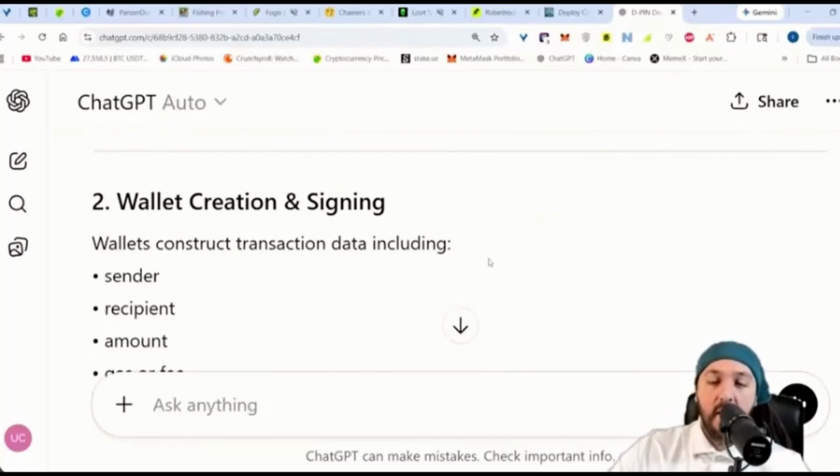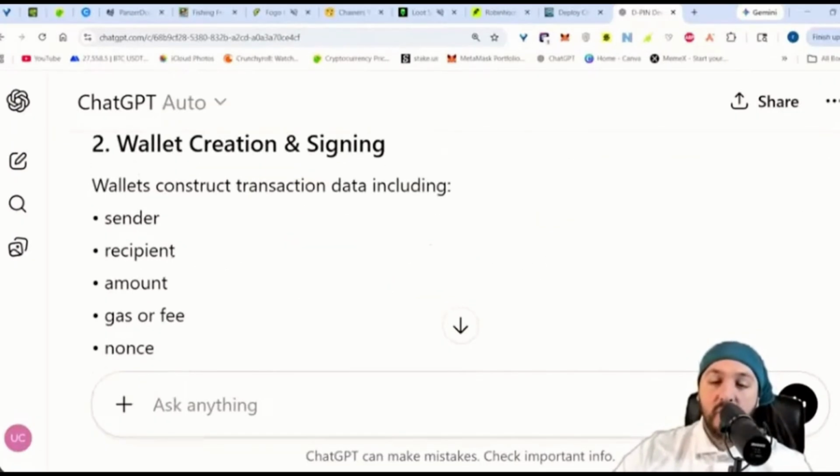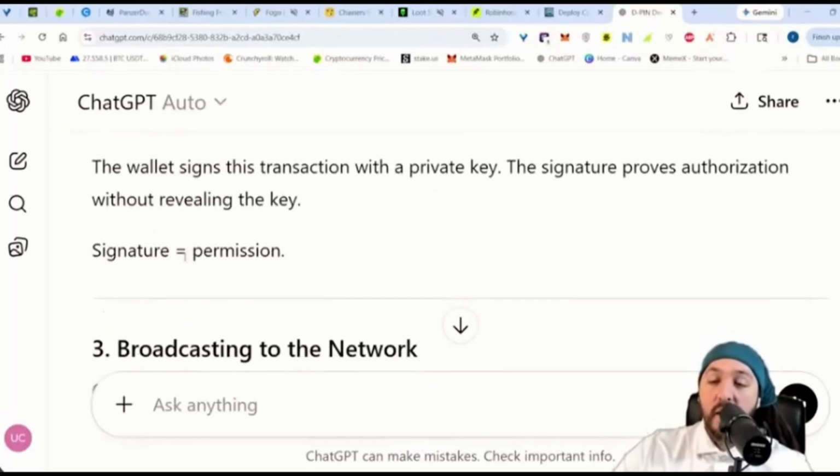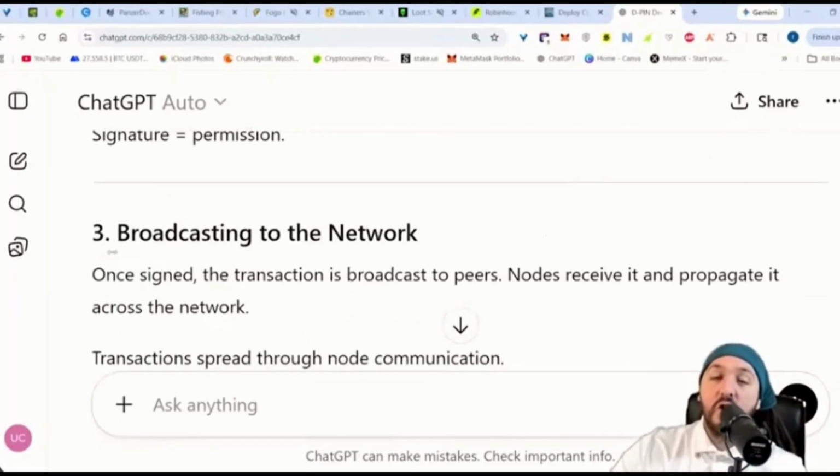Wallet creation and signing. So wallet construction transaction data includes sender, recipient, amount, gas, or fee, if you will, and nonce. So the wallet signs this transaction with the private key. That's what you're signing with. The signature proves authority, right, without revealing the key. Signature equals permission to be initiating the transaction, right? Trying to simplify this as much as possible.